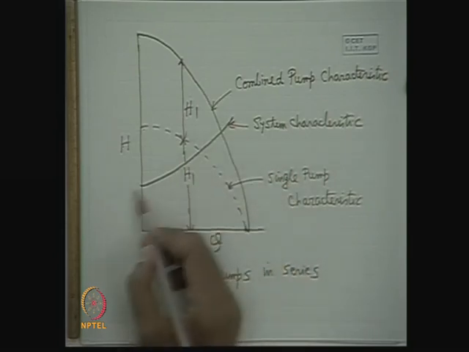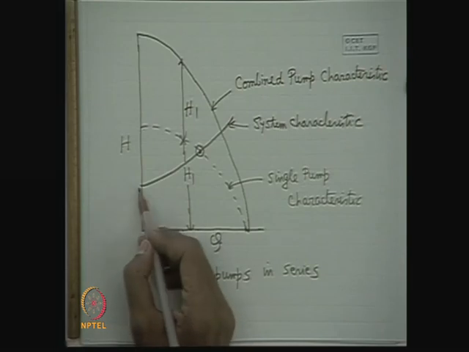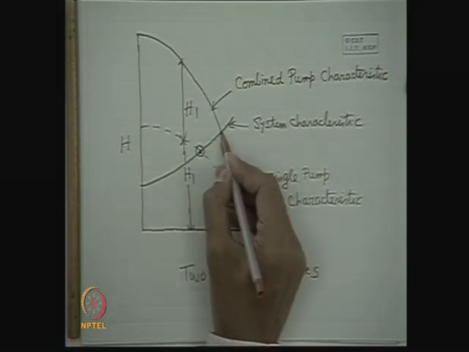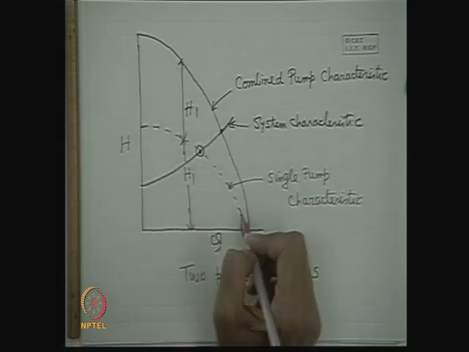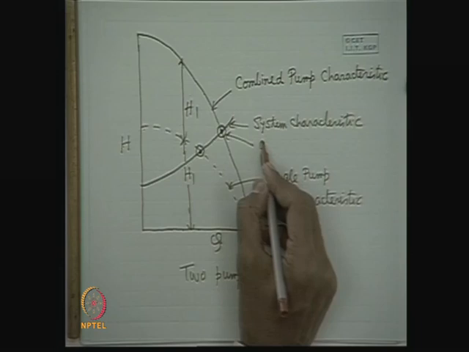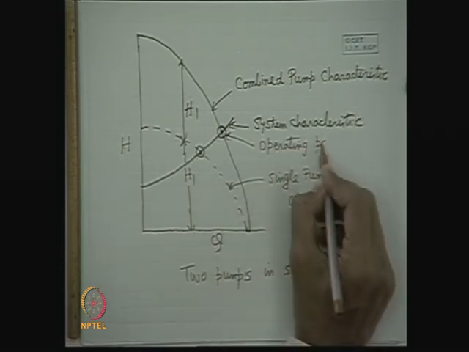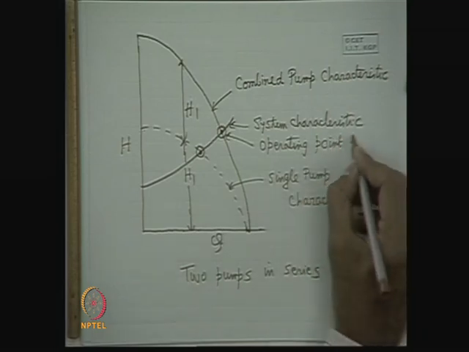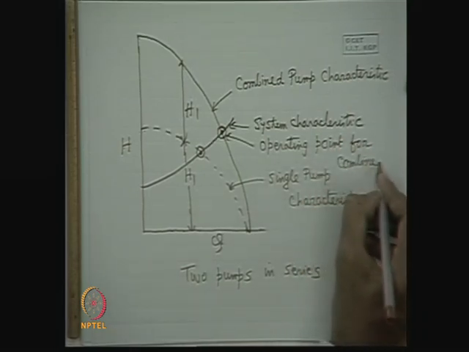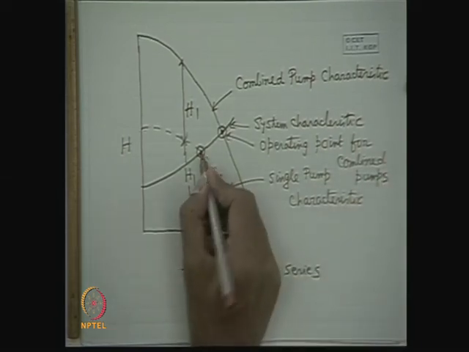So if this characteristic curve is drawn, we know that this is the point of intersection, the single pump. That means with the single pump and with this system characteristic, this is the operating point. In case of multiple or second combined pump, you have two pumps, the operating point will be this one, the operating point for the combined pump system, whereas this is the operating point for the single pump.